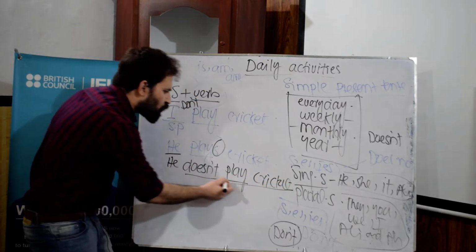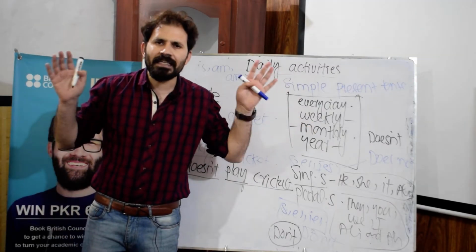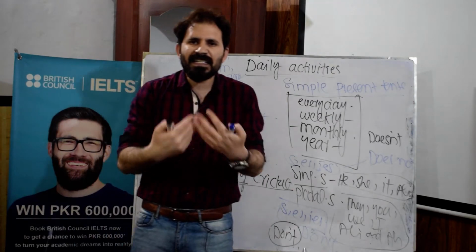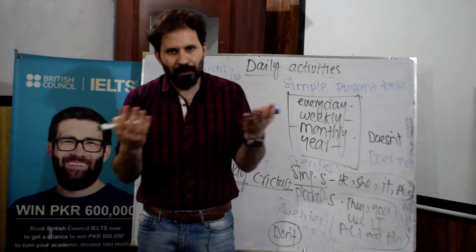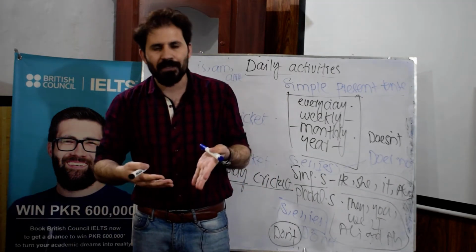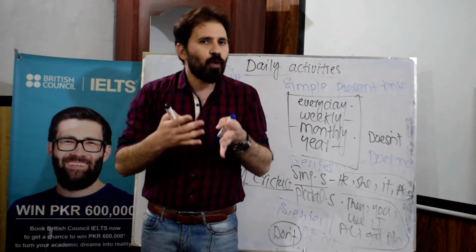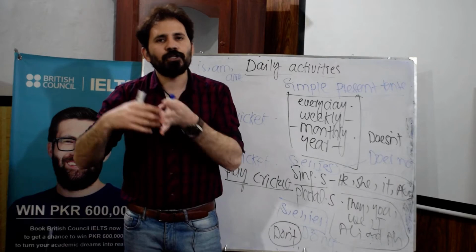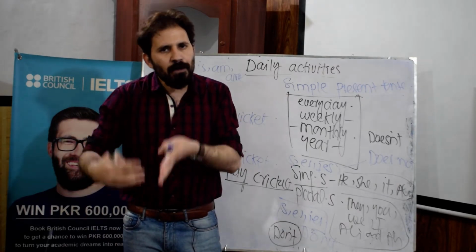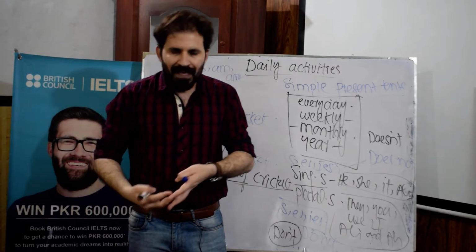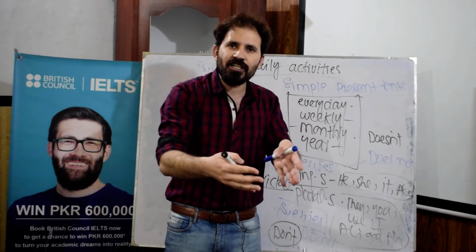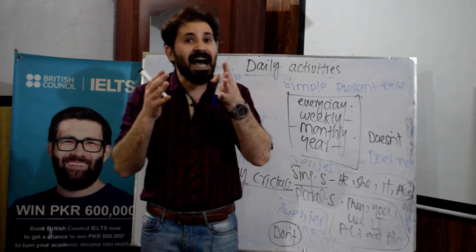So the same formula is followed for all the simple present tense. For example, I say, I get up at 8 o'clock in the morning. Simple present tense, because on a daily basis I get up early in the morning. I get up. So what could be the negative? I do not get up. I get up, I don't get up. I get up in the morning, I don't get up in the morning. I teach English, I do not teach English. He teaches English, he doesn't teach English.